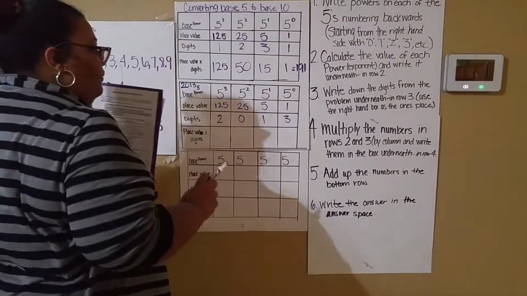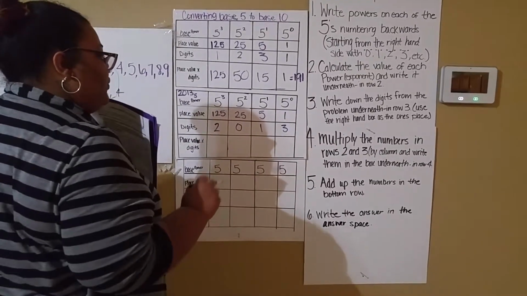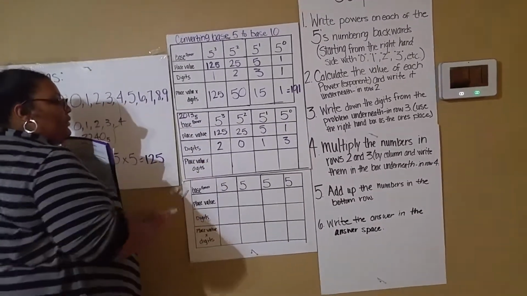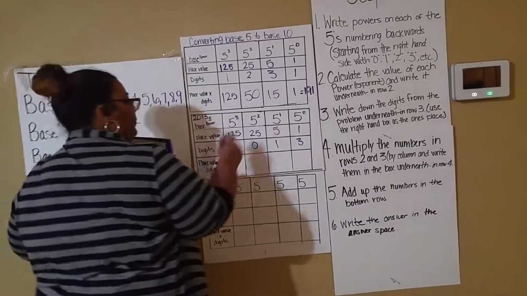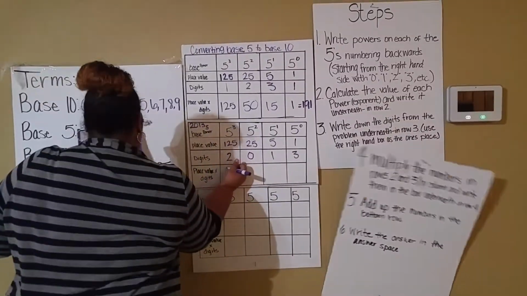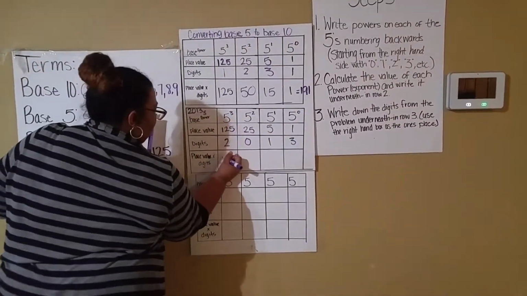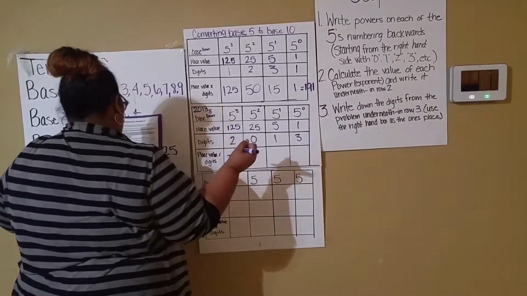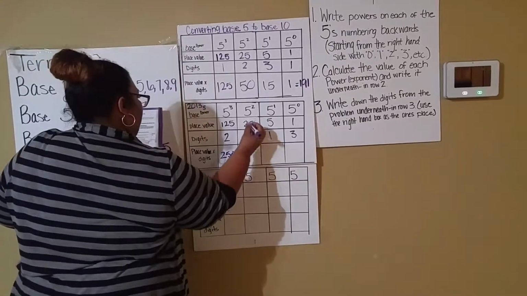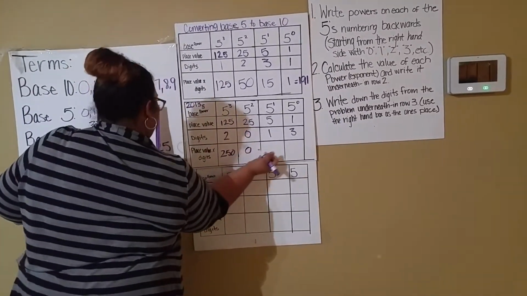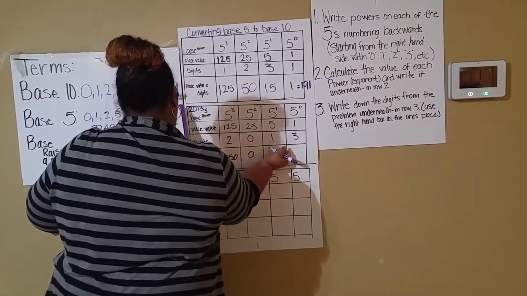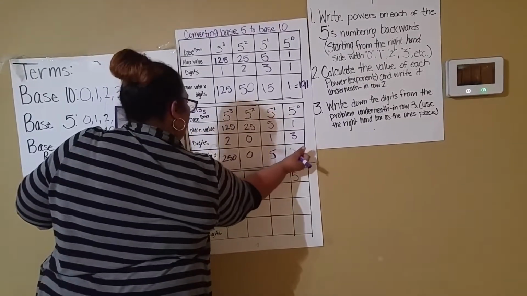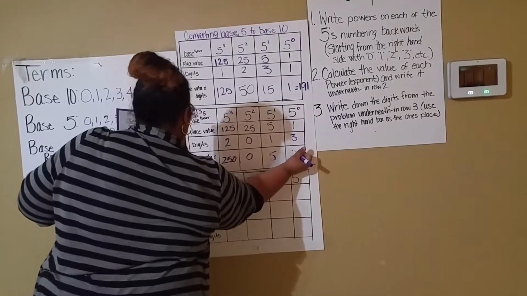For step 4, we multiply the numbers in rows 2 and 3, and we write them in our fourth row. 125 times 2, 250. Then we have 25 times 0 is 0. 5 times 1 is 5. And 1 times 3 is 3.